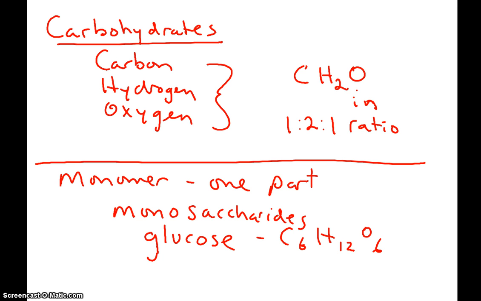So as I said before, we looked at the monomers and the polymers. So in this case, the monomer, the one part or the unit that we're going to build on is a monosaccharide, so a single one, and in this case it's glucose. C6H12O6. That's a molecule we're going to come back to a lot this year, so you should be very familiar with it. But if we reduce it, CH2O, it gives us right back to the 1 to 2 to 1 ratio that we talked about earlier.